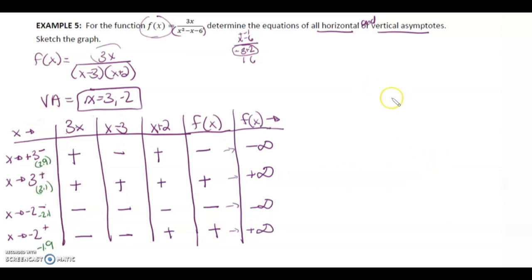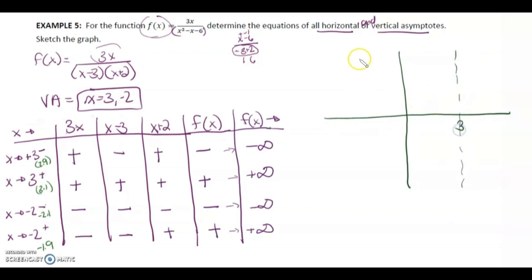Okay. So what we can do, if we want, we can start this graph. And we can draw vertical asymptotes at 3 and -2. Okay, and then what we will do is we'll say, okay, x approaches 3 on the left side toward negative infinity. So 3 on the left side, we're approaching this vertical asymptote going down. And 3 on the right side, we're approaching going up.